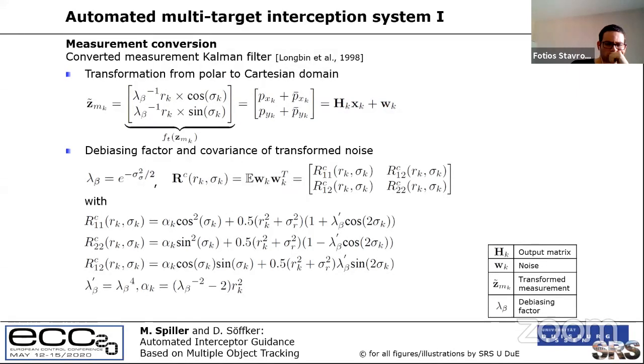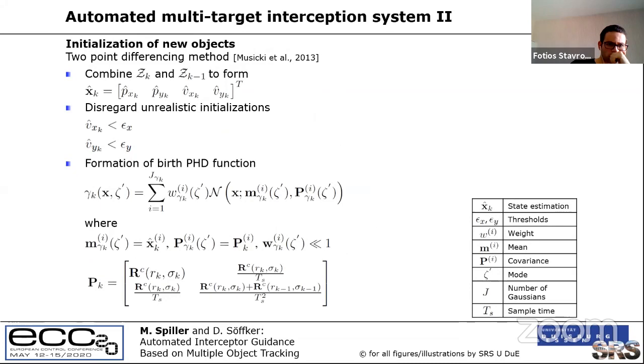The transformed new noise vector W is required to be zero mean. To achieve this, a debiasing factor is introduced, and also the noise covariance of the transformed noise can be expressed using these equations. To achieve automatic track initialization, the two-point differencing method is used.